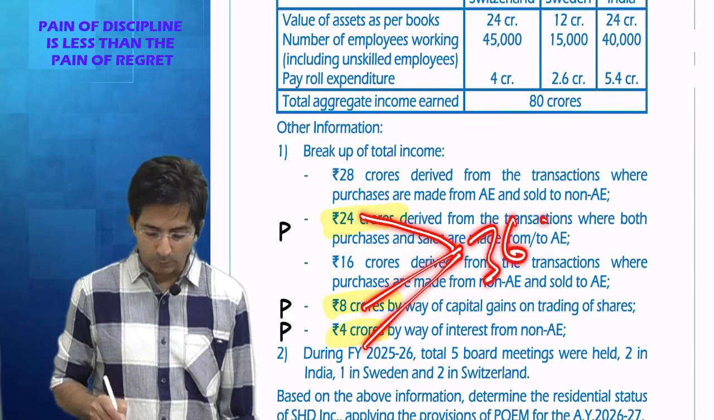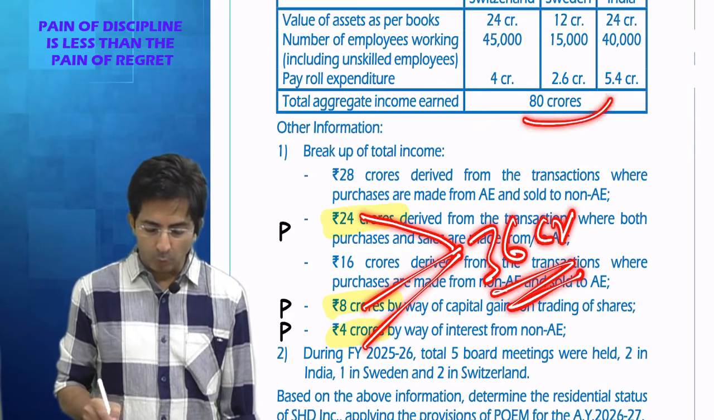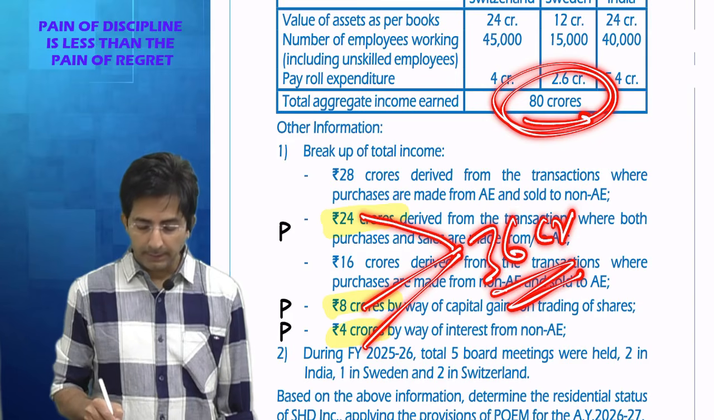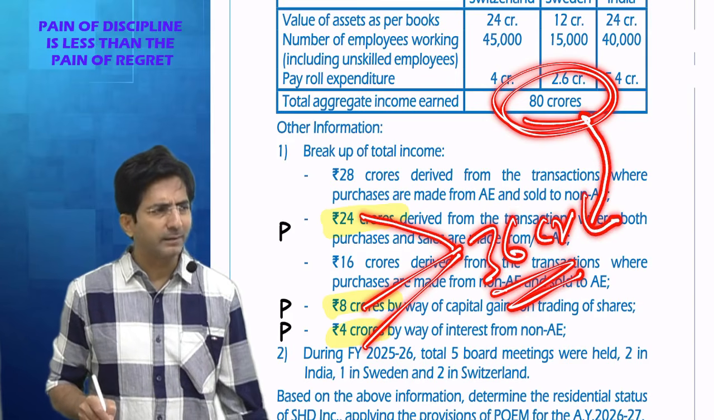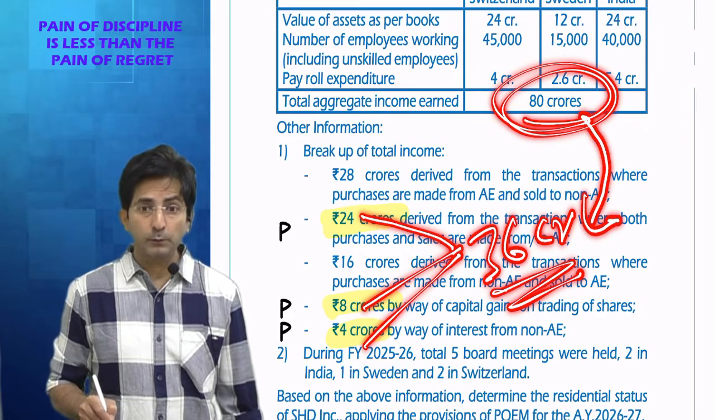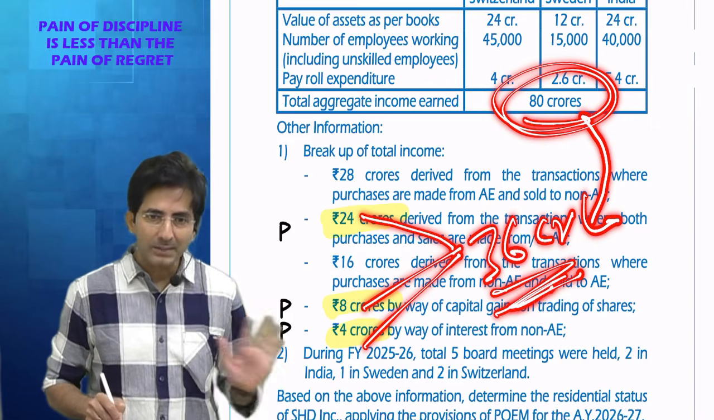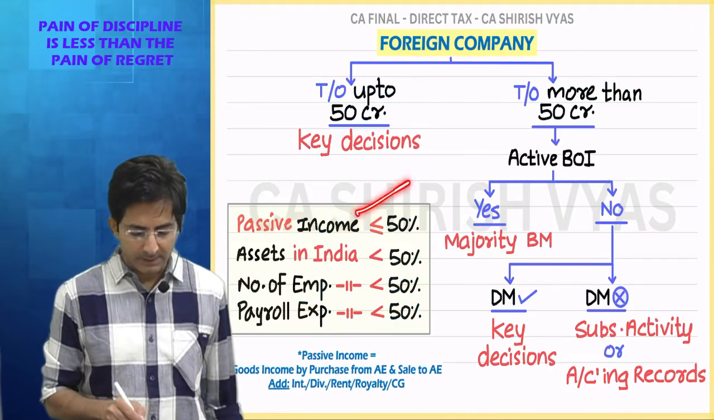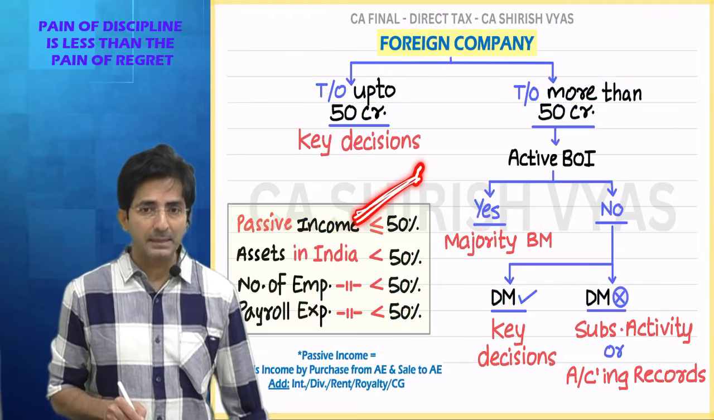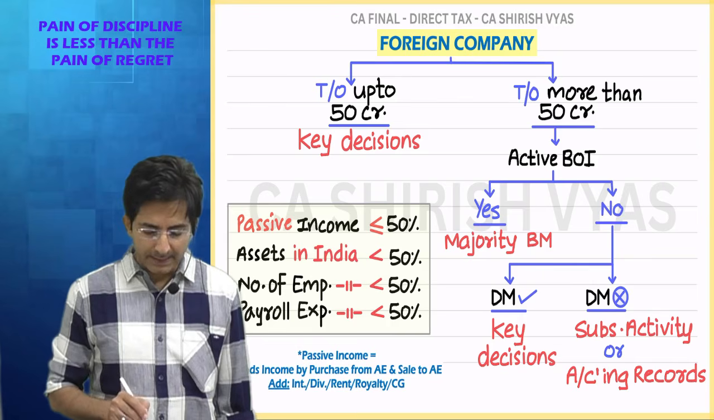36 crores. And what is the total income? 80. So passive income is less than 50%. 50% of 80 is 40 crores, but passive income is less. So good, we cleared the first test. Passive income should be less. Okay, then what is the second test?